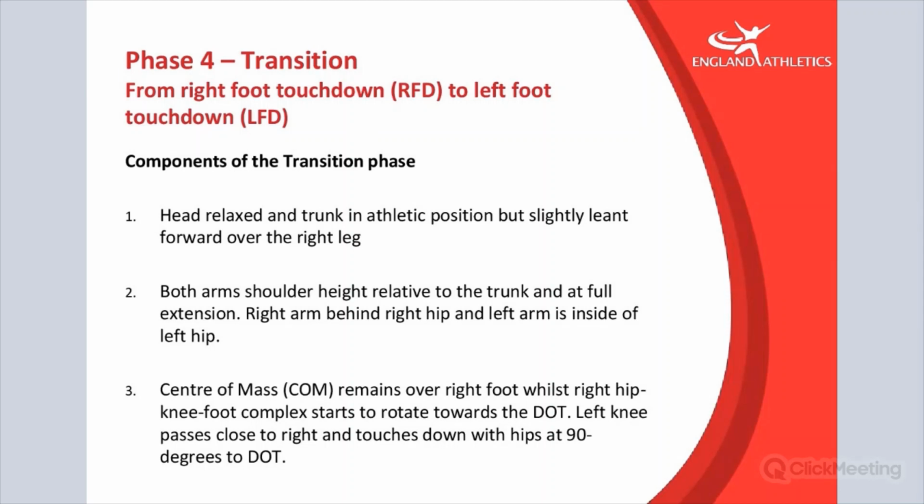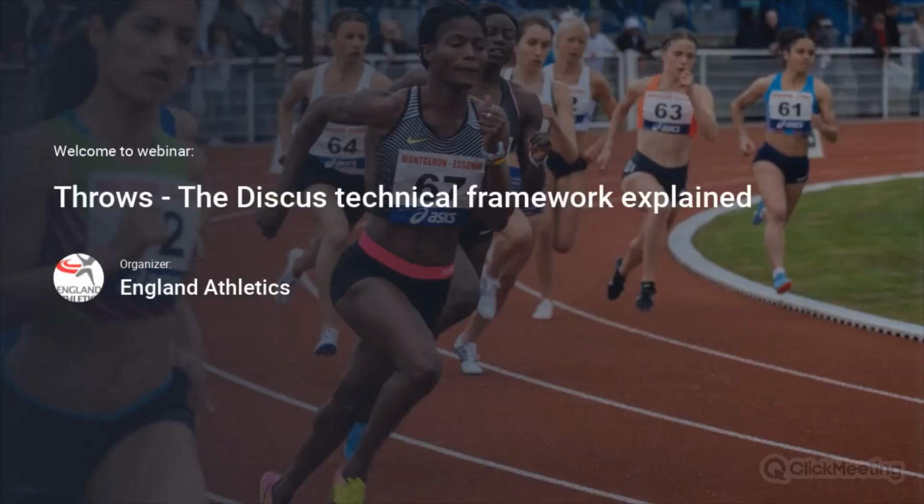The next part of it is centre of mass remains over right foot, whilst their right hip knee complex starts to rotate towards the direction of throw. Left foot passes closer to the right knee. That's again another important point. A lot of athletes have quite a wide path of the left foot. We need the left foot to be as linear as we possibly can from when it leaves the back of the circle to when it hits the front of the circle. And a common term we use to help with that for the athletes is to tell them to bring the knees together. So let me just show you the video again.